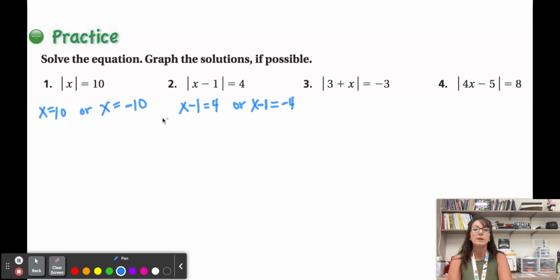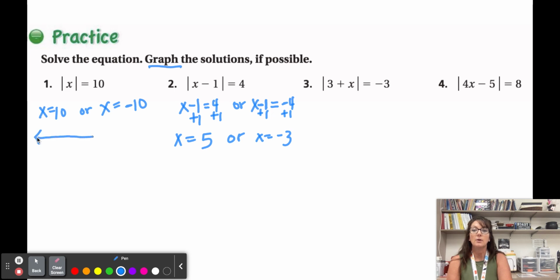That's what we're solving. So we add 1 to both sides. So we get x is equal to 5, or we add 1, x is equal to negative 3. And I forgot to graph the solution over here.